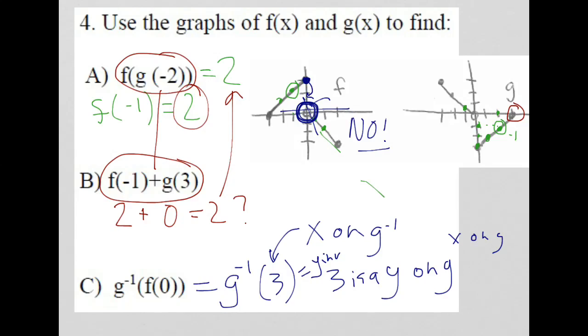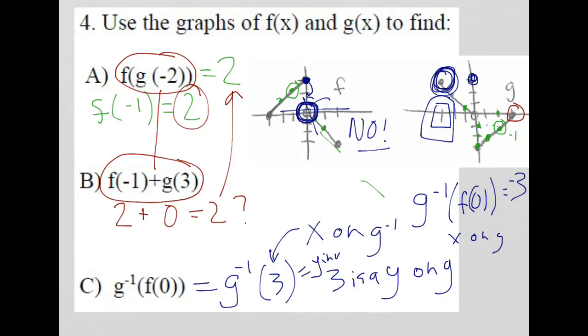That is what that says. So I look at my g function, I find where the y value is equal to 3, and I use that corresponding x value. So g inverse of f of 0 is -3, because I'm using that x value where y is equal to 3. Sweet.